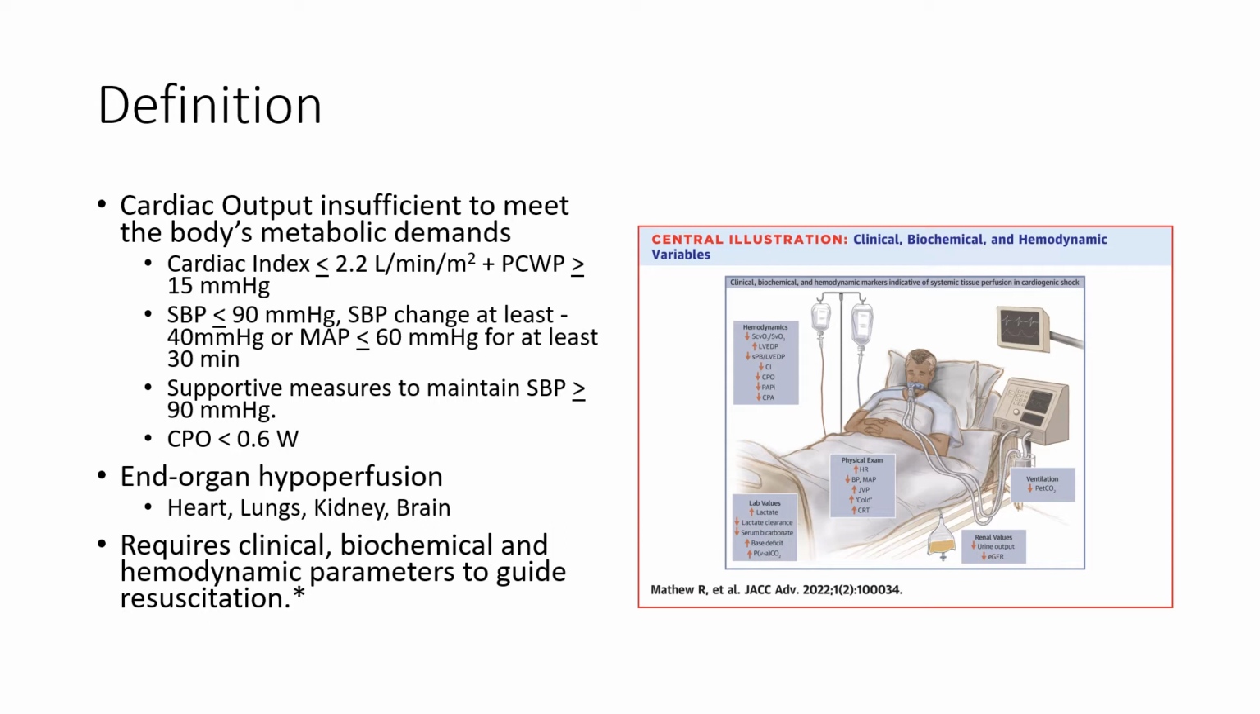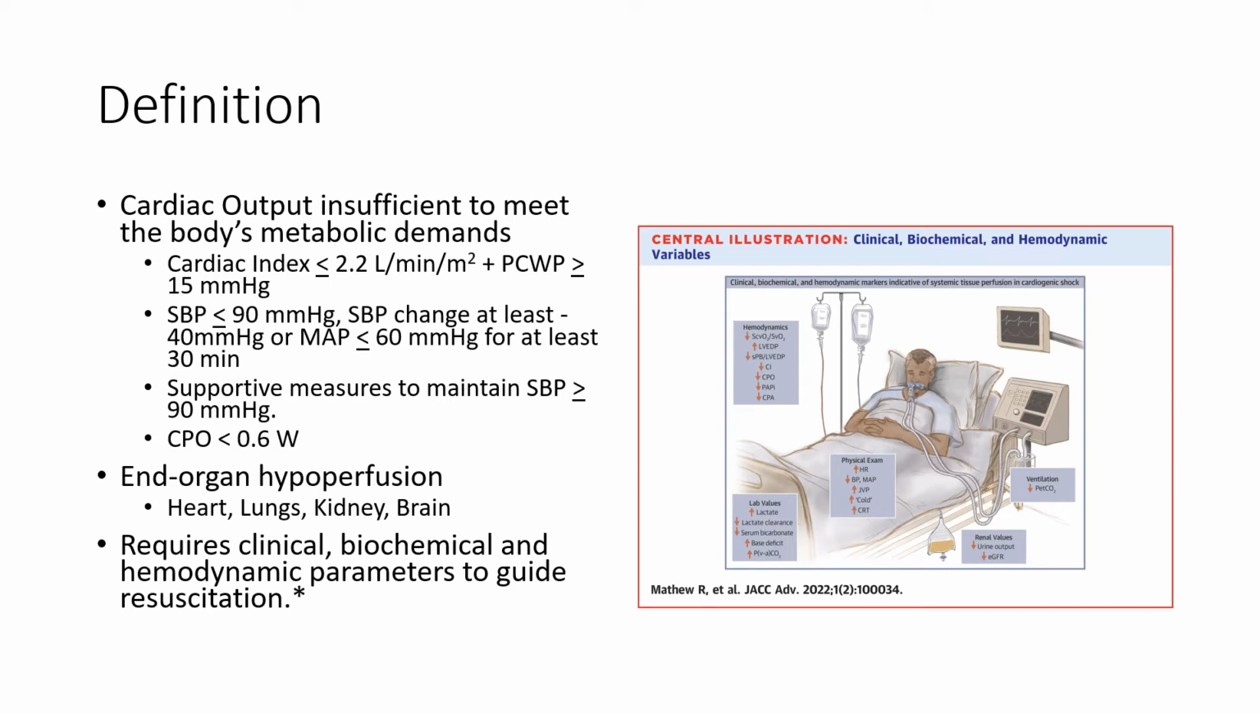So cardiogenic shock is specifically defined as having a cardiac index of less than 2.2 liters per minute per meter squared, as well as an elevated wedge pressure, with a wedge pressure of 15 millimeters of mercury or greater. Additionally, you may have a systolic blood pressure less than or equal to 90 millimeters of mercury, or a systolic blood pressure change of at least 40 millimeters of mercury from baseline, suggestive of relative hypotension, or a mean arterial pressure of 60 millimeters of mercury or less for at least 30 minutes. Additionally, anything in which supportive measures are needed to maintain the systolic blood pressure at least 90 is also sufficient to meet the definition.